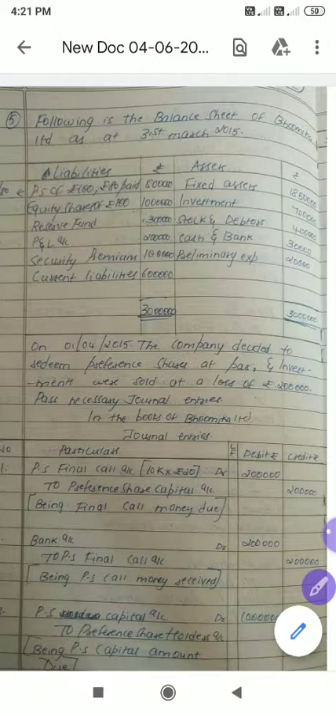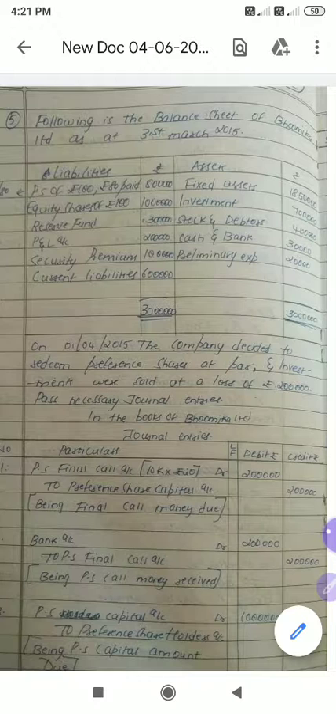On 1/4/2015 the company decided to redeem preference shares at par value. Please keep it in mind, preference shares are going to be redeemed at par value, not at premium value. Please remember, preference shares can be redeemed at par value or premium value, but not at a discount value.